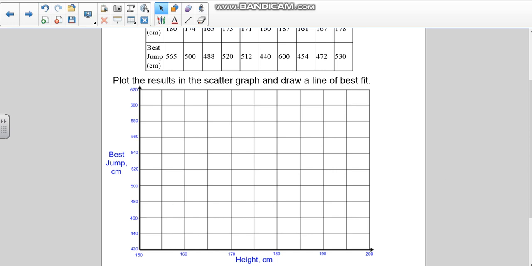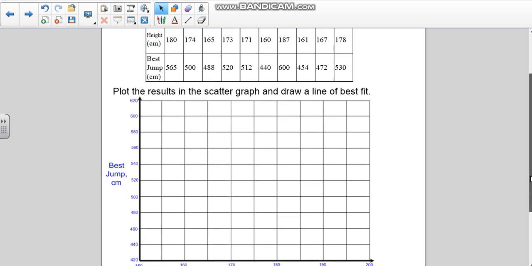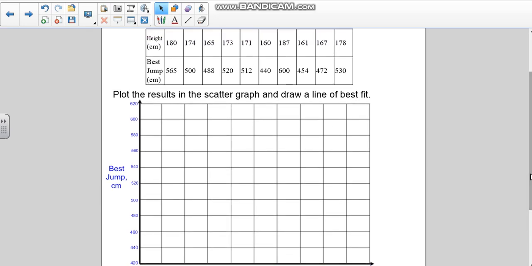Okay. So when we're plotting scatter diagrams, it's just like when we're plotting coordinates. The first numbers here are the height. And this bottom axis here is the height, so this is what I'm going to read across these numbers, and then the best jump are the numbers going up, so I'm going to read those numbers going up.